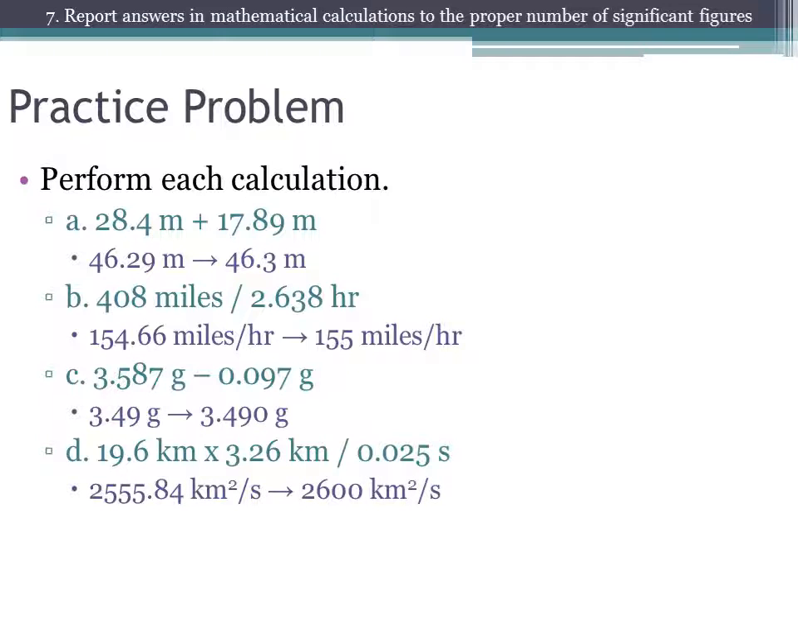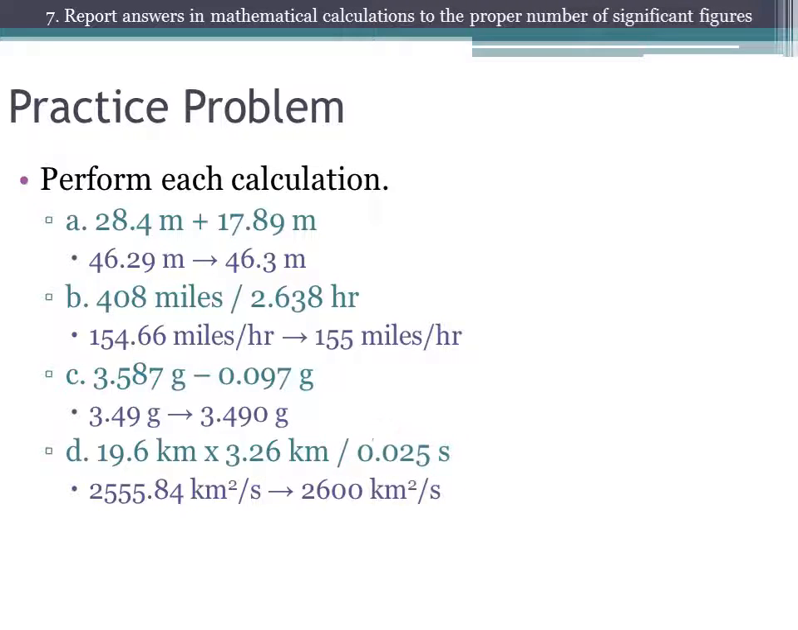So in this case, you plug it all into your calculator. Your calculator is going to tell you 2,555.84, in this case kilometers squared, because it's kilometers times kilometers per second. Now, we can only keep two sig figs. Notice the first measurement's three sig figs, the second one's three sig figs. The third one, though, is only two sig figs. Those leading zeros are not significant.